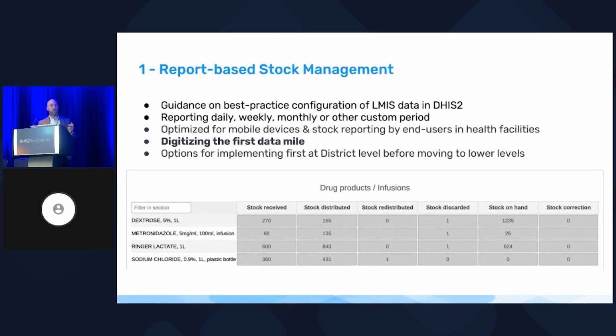So the functionalities we do want to cover are the report-based stock management. So this is your routine stock reporting from health facility level. Pretty basic stuff. It's just an extension of what we're already capturing at facility level with health data coming in on a monthly or weekly basis.